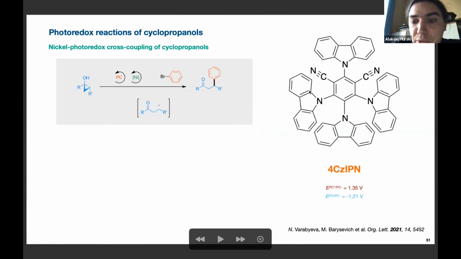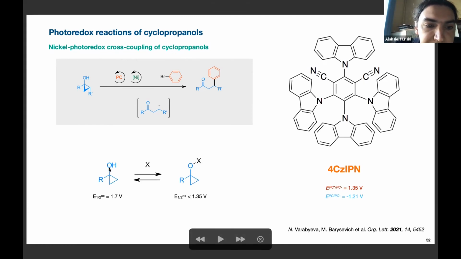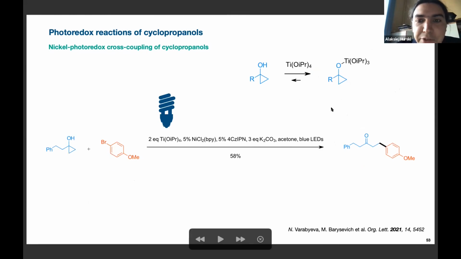We used the 4CzIPN catalyst. Its properties are pretty much the same as those of iridium catalyst, but it is cheaper. It is an organic photoredox catalyst you can use instead of iridium. What we needed to do was modify cyclopropanol in order to reduce its oxidation potential. For cyclopropanol, it's 1.7. We required something less than 1.35 because of the redox potential of the excited 4CzIPN. Bearing this in mind, we found an additive.